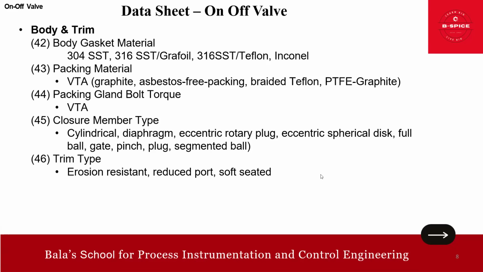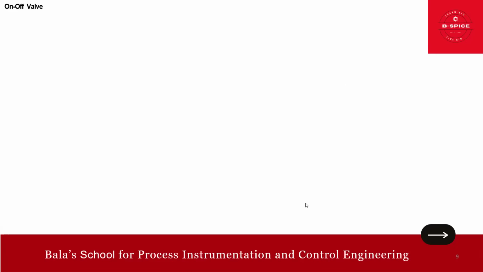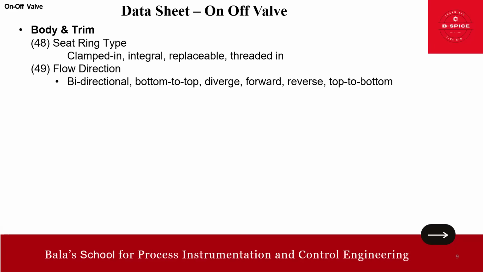Trim type: erosion resistant if it is erosive service, reduced port, or soft seated trim type. And again, closure member guides. We'll go with the vendor to advise, but there are some guidelines: cage guided, port guided, post guided, stem guided, all these. Okay, friends. So that's about it. And a few more. Seat ring type: it can be clamped in, integral, replaceable, or threaded in. Then flow direction: bidirectional, bottom to top, diverge, forward, reverse, top to bottom.